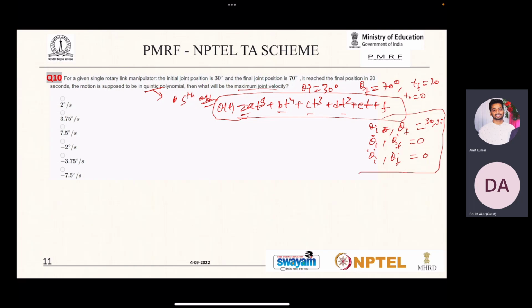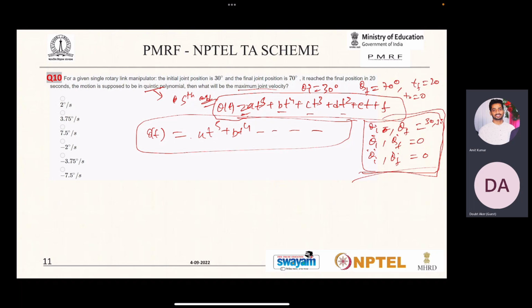You can try to find all these coefficients and put them here, and you will find the exact theta of t in terms of a, b, c, d and so on. You can find a, b, c, d by using these initial conditions, or rather these boundary conditions. Then you can find the maximum velocity by differentiating again.